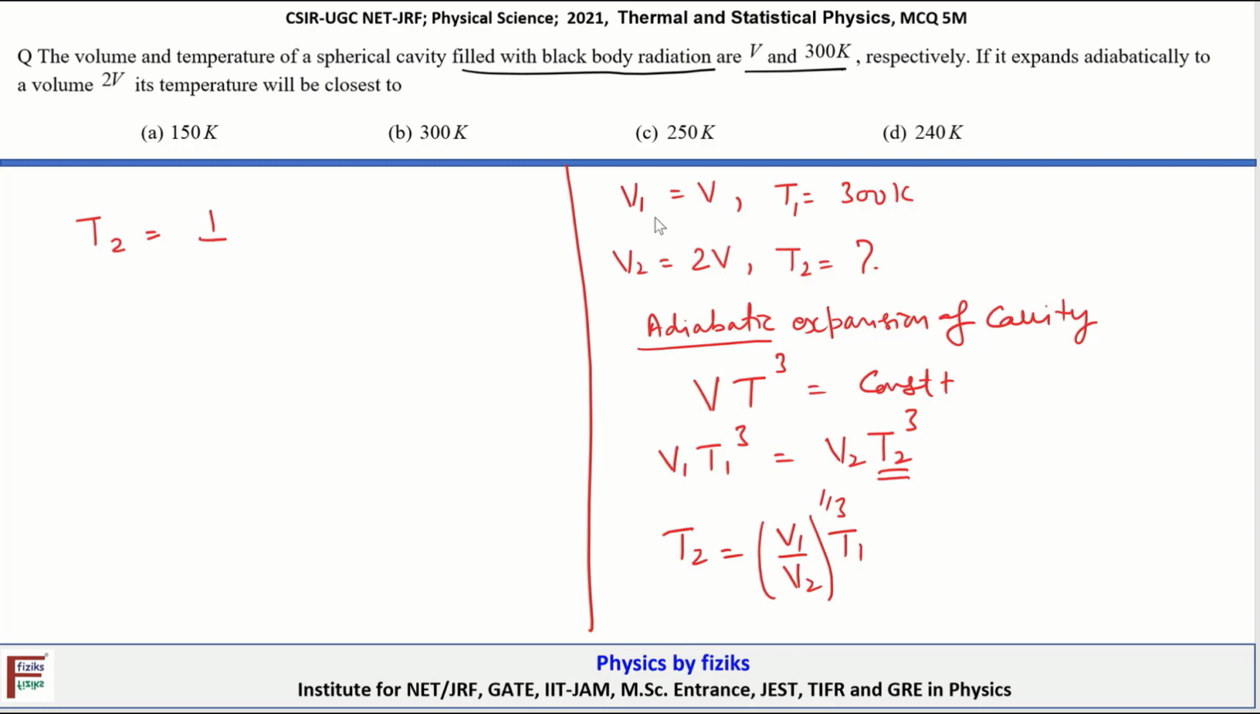V1 divided by V2 gives us a factor of 1 by 2, raised to the power 1 by 3, and multiplied with the temperature T1, which is 300 Kelvin. After solving it, we obtain that this temperature is equal to 240 Kelvin. Therefore option D is the correct one here.